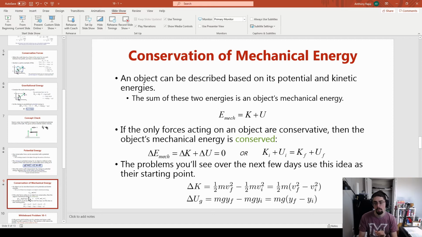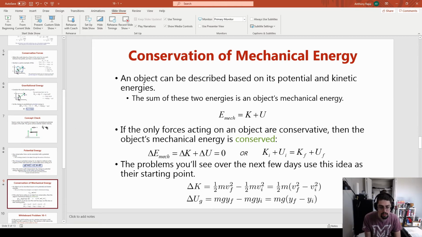And that's the important point, right? We can use that to tie together different states in our problems. So, two ways to write that out. You could either say the change of energy is equal to 0, or the total kinetic and potential energy at the beginning is the same as the final kinetic and potential energy.